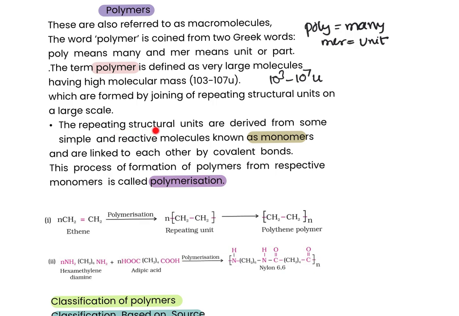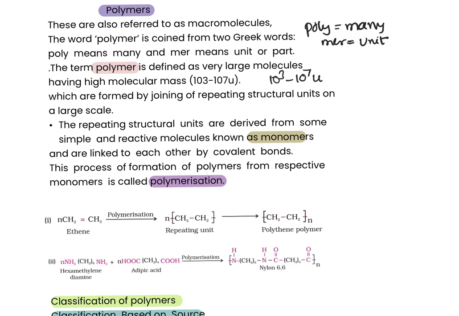These repeating structural units are derived from simple and reactive molecules known as monomers. Monomers are the smaller units which combine to form a large molecule, called a polymer, and the repeating unit is called the monomer. These monomers are linked to each other by covalent bonds. This process of formation of a polymer from its respective monomer is called polymerization.